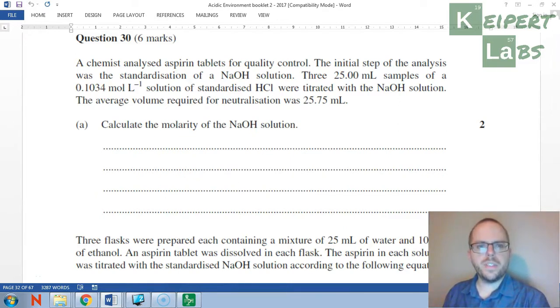The first stage involves standardization of a sodium hydroxide solution. Remember that sodium hydroxide solutions absorb a lot of carbon dioxide from the air, and so that's going to change its concentration from day to day, or from time to time. So the way that we get around it is, rather than just chucking the solution out, we determine its concentration at that moment that we're going to use it to test something else. So that's what this part A is all about, calculating the molarity of the sodium hydroxide solution.